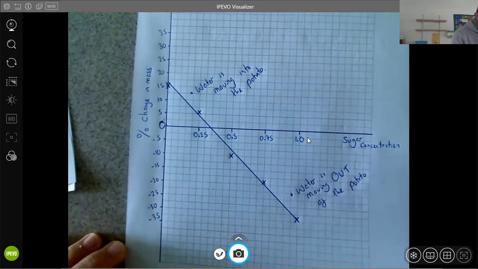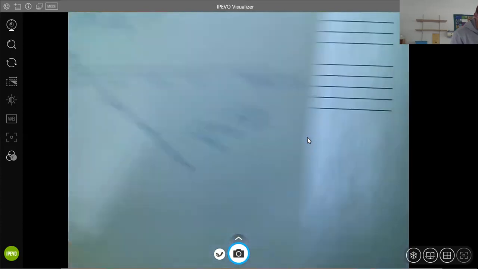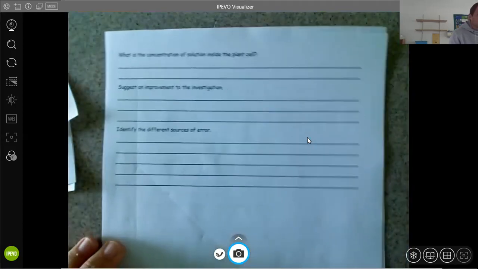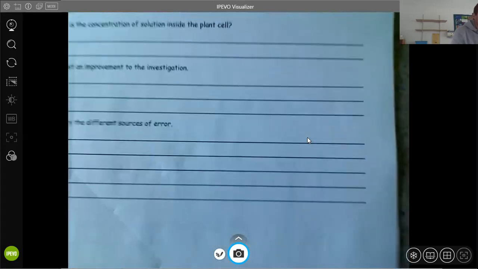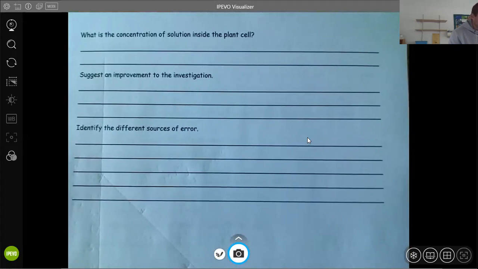So to finish today, I'm going to talk about a couple of questions about the practical. So I'm going to move this graph out of view now, and they look like this. So you've got 3 questions that I'm going to talk you through. What is the concentration of solution inside a plant cell?